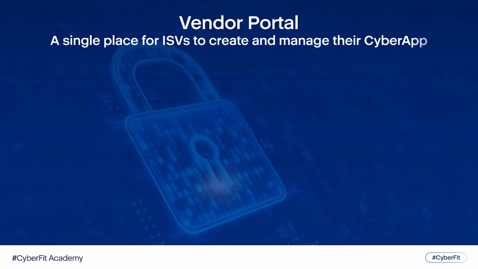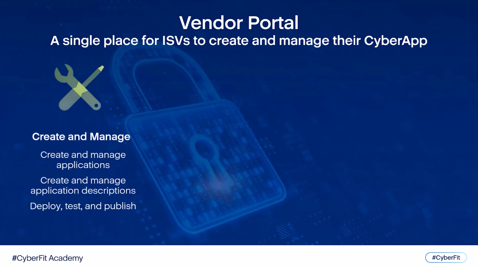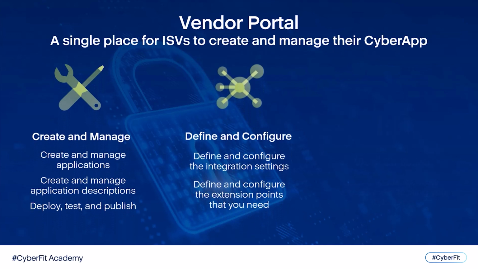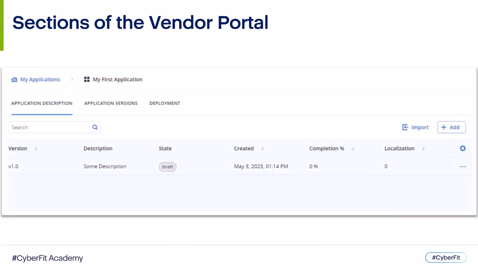In the Vendor Portal, ISVs can create and manage their CyberApp and its lifecycle, define and configure extensions, connection, and mapping settings, and view statistics pertaining to the CyberApp. The very first step in the creation of the CyberApp is to create an application in the Vendor Portal. Once you create an application, for every application there are three sections: application description, application version, deployment. We will learn more about each of these sections in the following slides.